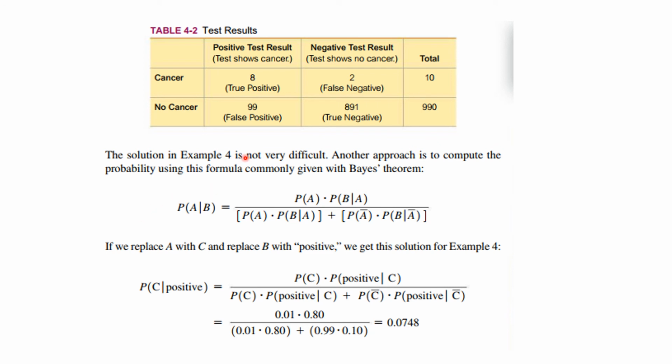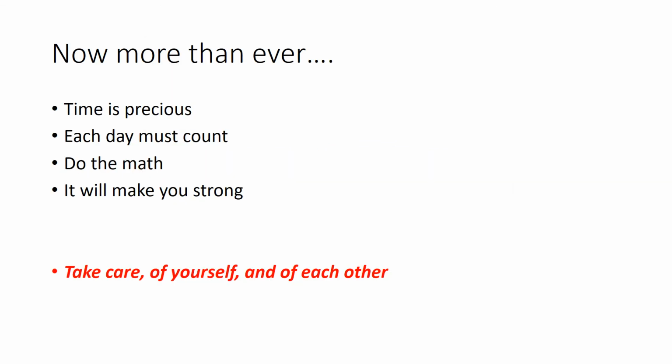And so you see, if you get a positive result, what you're going to have is 0.01 times 0.8 divided by the sum of those two probabilities, and it is only 7%. And this is called Bayes' formula.